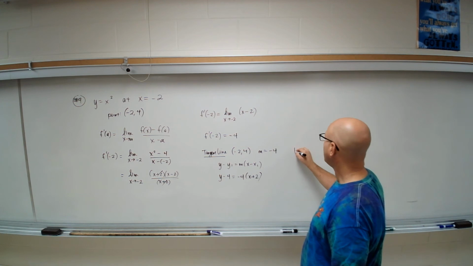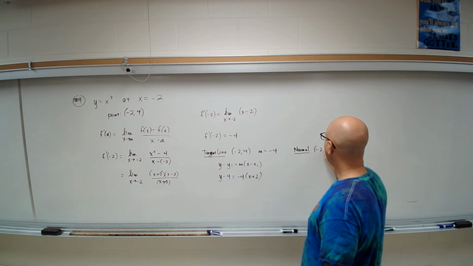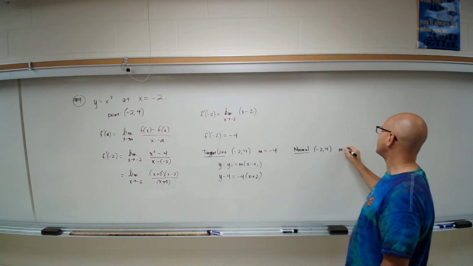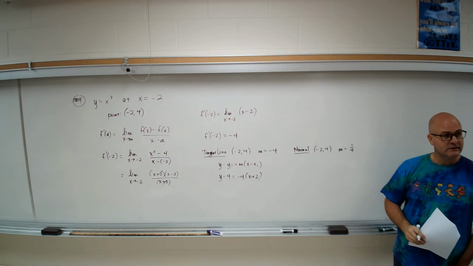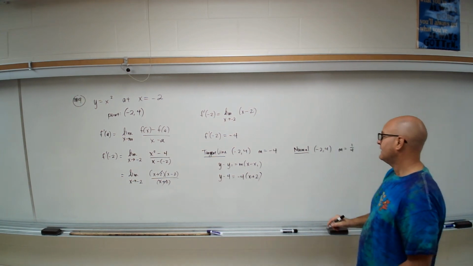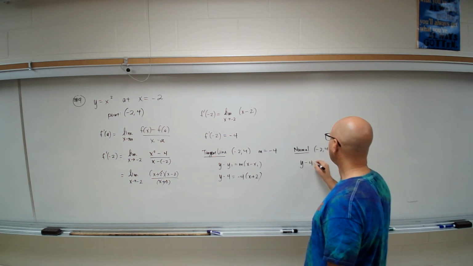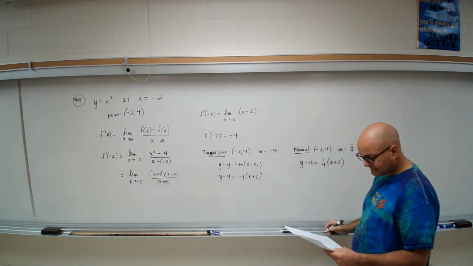And then for the normal line, again, we have the point -2, 4. This time our slope will be the opposite reciprocal of -4. So opposite makes it positive, reciprocal makes it 1/4. And we just get y minus 4 equals 1/4 times x plus 2.